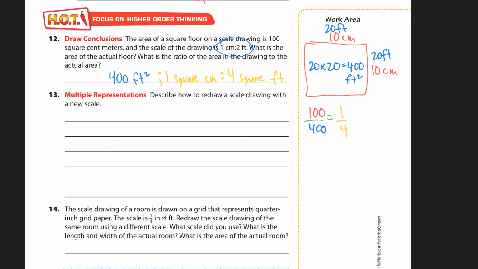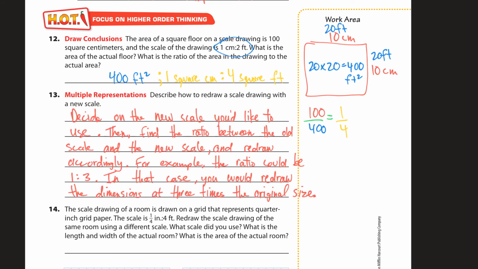Describe how to redraw the scale drawing with a new scale. All right, I had a lot to write there, and I thought it'd be better if I just wrote it and let you see here. We could decide on a new scale you like to use, then you use the ratio between the old scale and the new scale and redraw accordingly. For example, the ratio could be 1 to 3. And in this case, you would redraw the dimensions at 3 times the size of the original size.